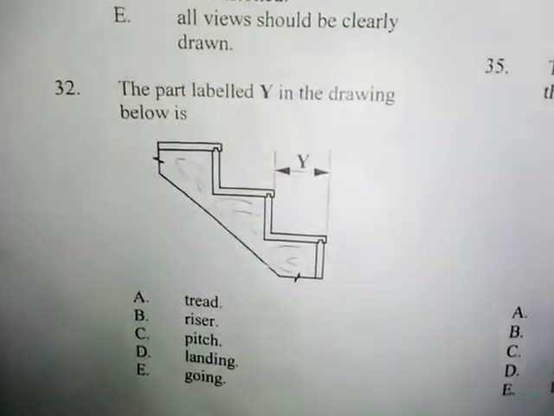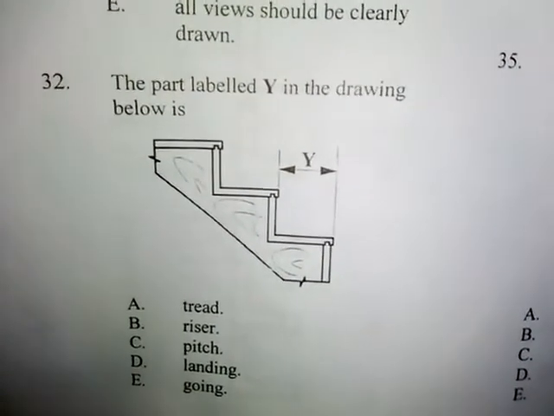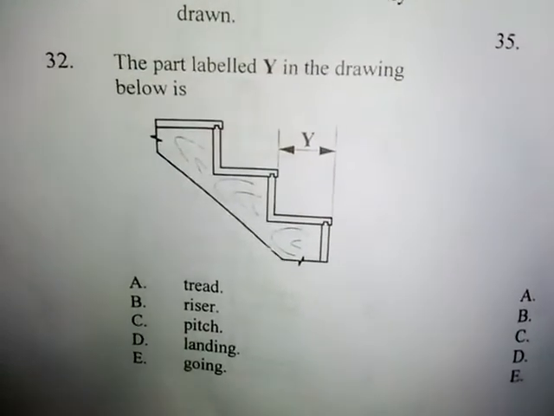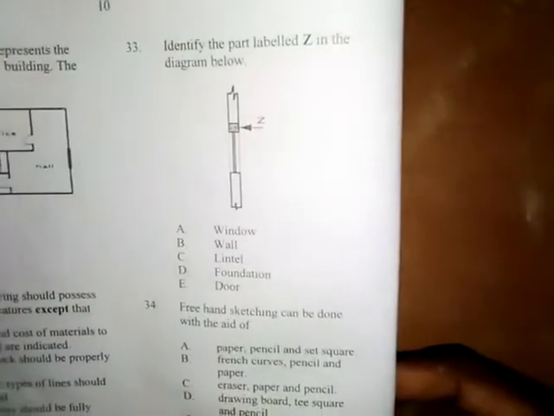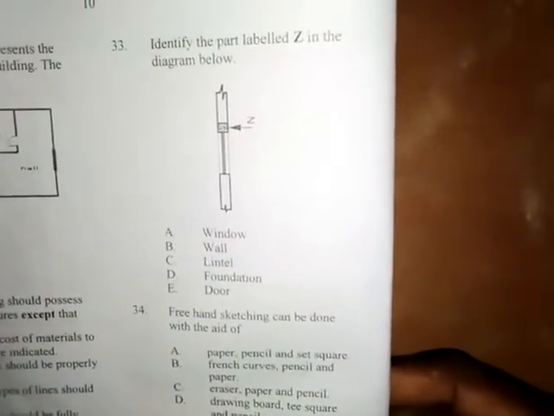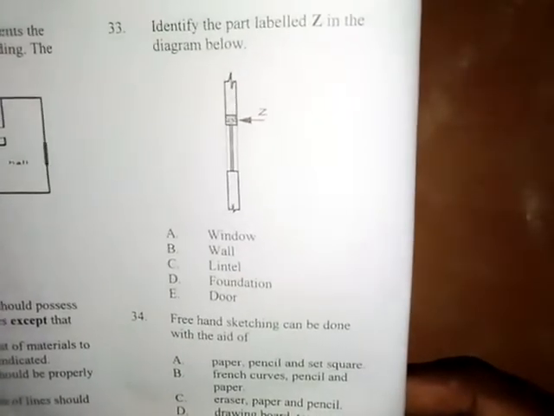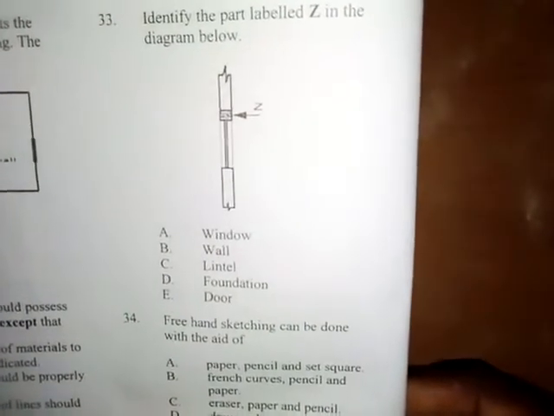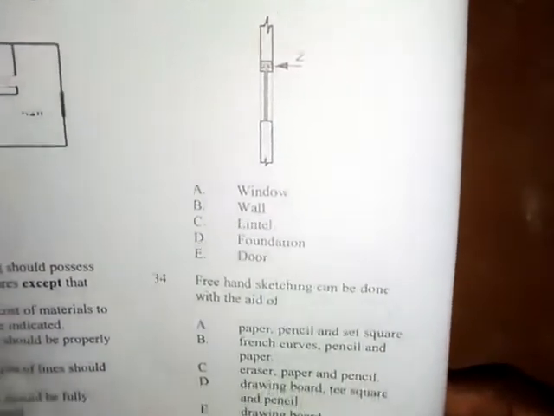So question 32. The part labeled Y in the diagram below is going. That is option E, is going. Question 33. Identify the part labeled Z in the diagram below. So the correct answer is the lintel, which is option C. That part is the lintel on the top of a window.